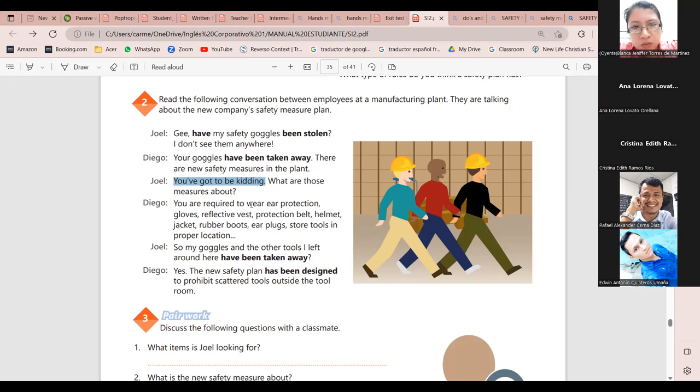To wear. Everybody, wear. Yes, wear. Correct. Ear protection. Ear protection. Rubber boots. Rubber boots. Not bots. Boots. Bots is a robot. Okay, this would be rubber boots. Boots. Rubber boots. Those are boots with rubber soles, right?